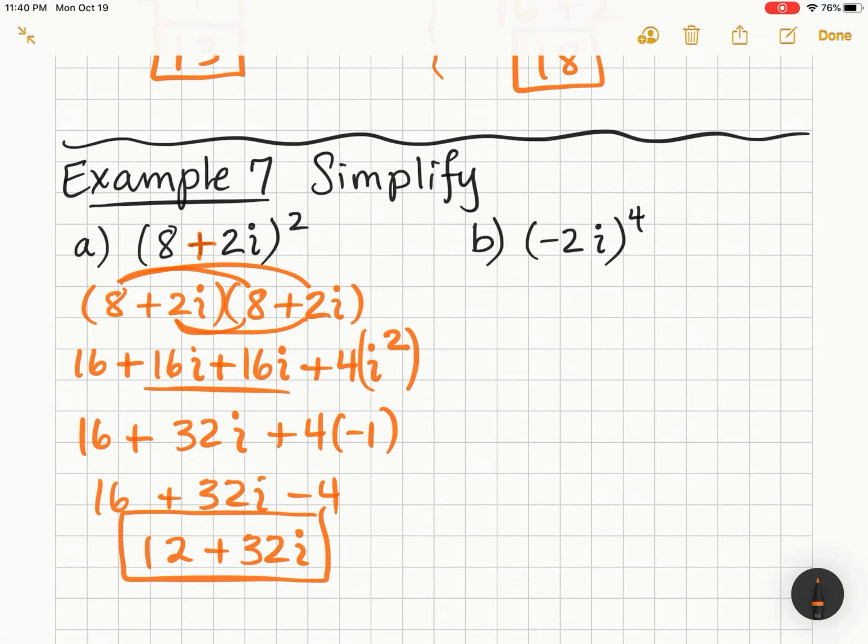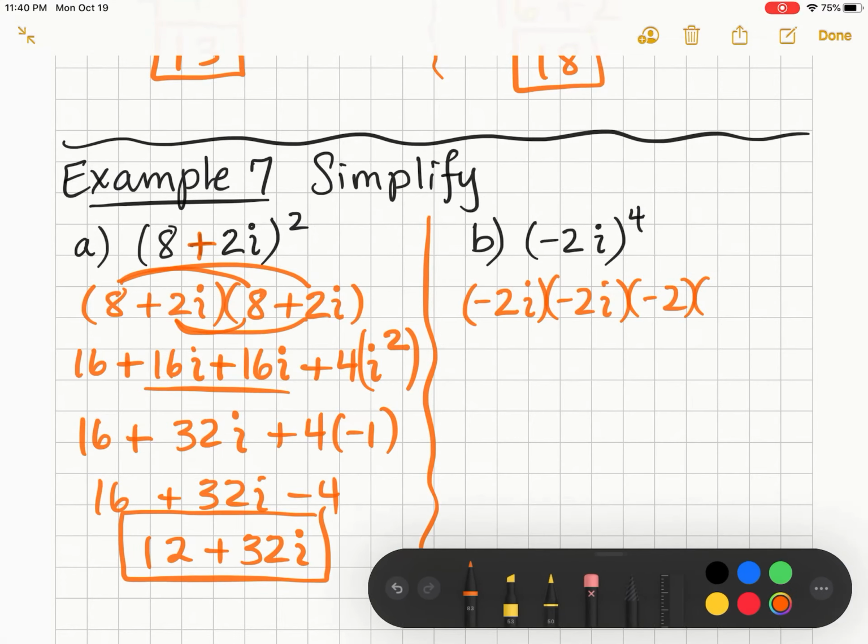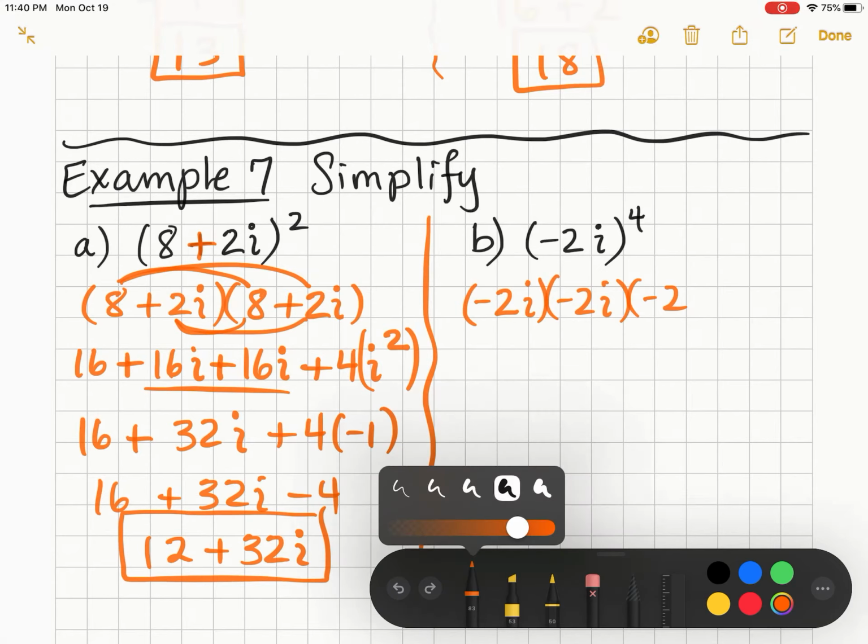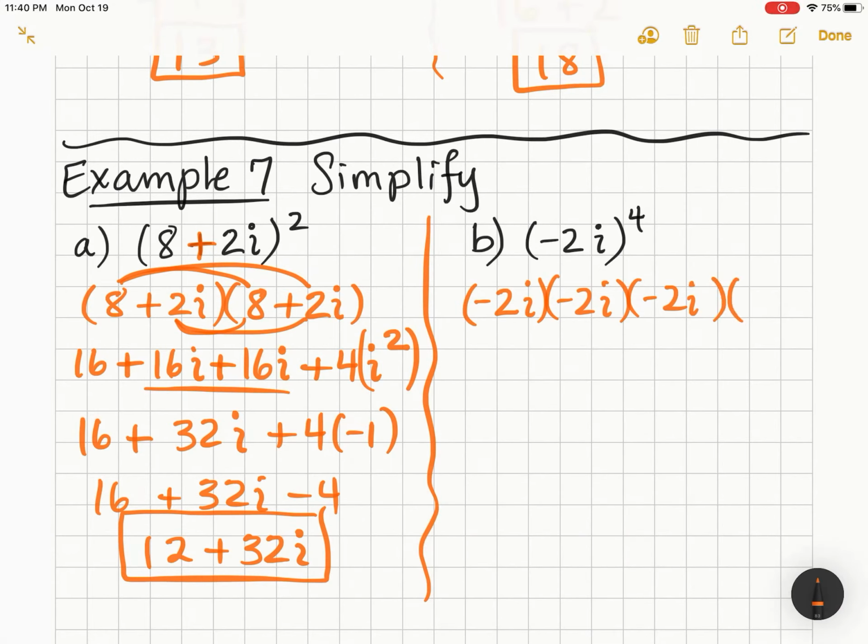Let's look at our last example. So negative 2i to the 4th power. There's no addition in there, so here we're actually going to do this 4 times. Uh-oh, I forgot my i there. Oh, boy. Gotta have that. 4 times. And this is just one way to proceed. Now, we're going to multiply all those negative 2's together.